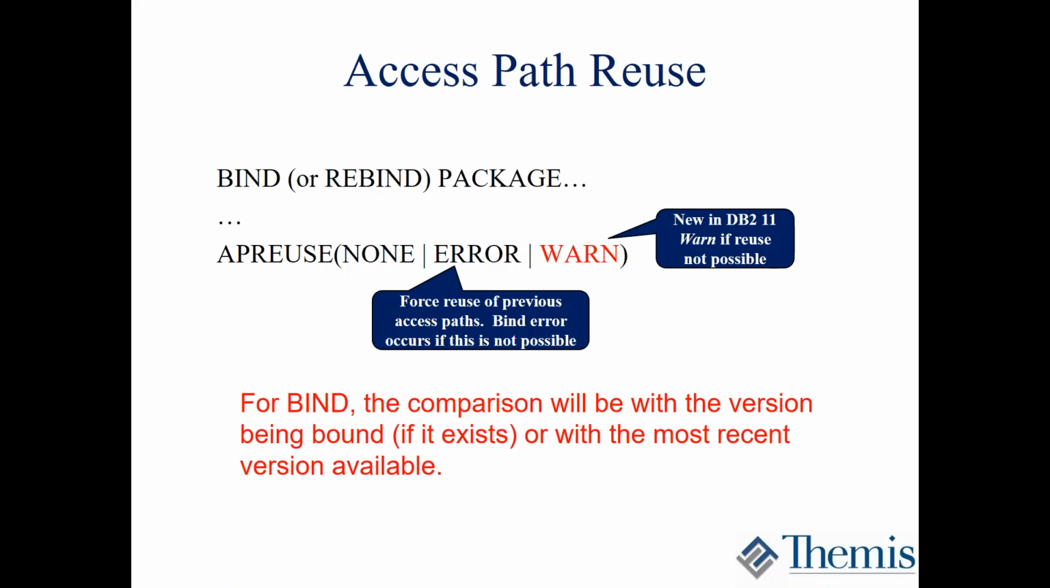And we'd like to rebind all of our packages because a package feels better in the EDM pool if it was bound on the current release. There's actually some performance gain to be had there, even if the access paths don't change, just by having a package bound on the release it's running on. So we want to rebind everything, but we're into stability. We like stability. We don't want things to change. So what I see people do is run rebinds on everything with AP reuse error.